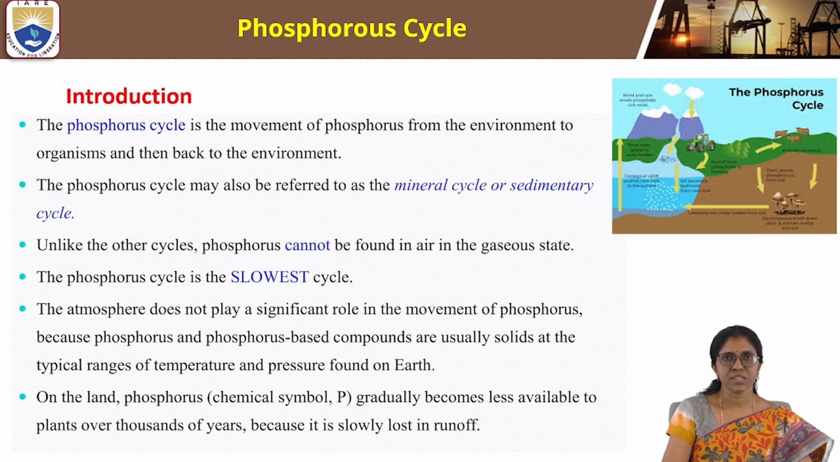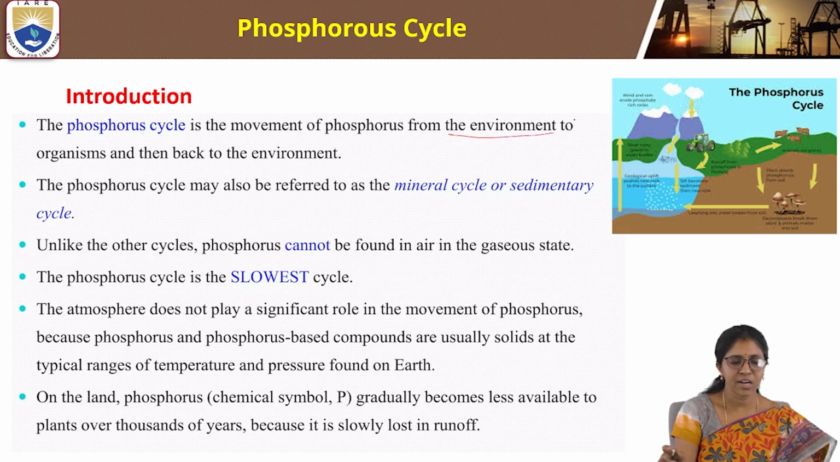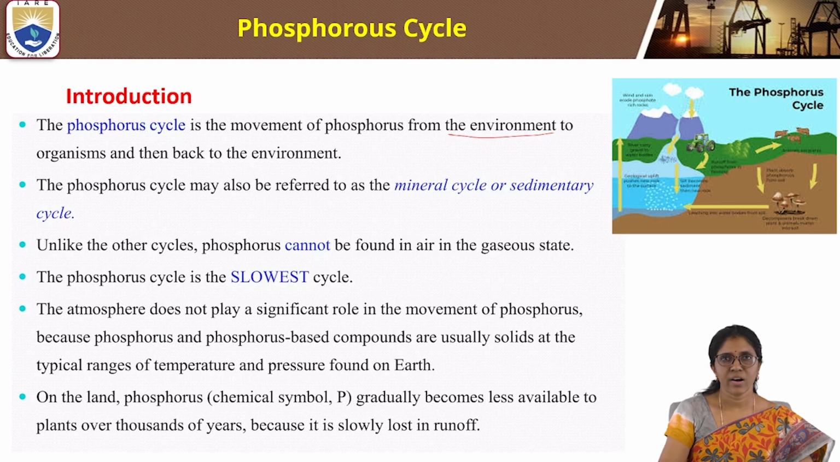Introduction to the phosphorus cycle. The phosphorus cycle is the movement of phosphorus from the environment to organisms and then back to the environment. In this cycle, movement of phosphorus takes place from environment to organisms and also from organisms to environment.